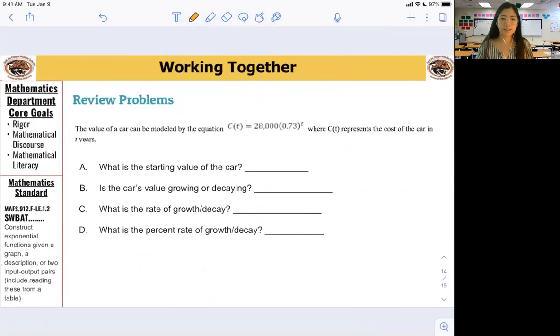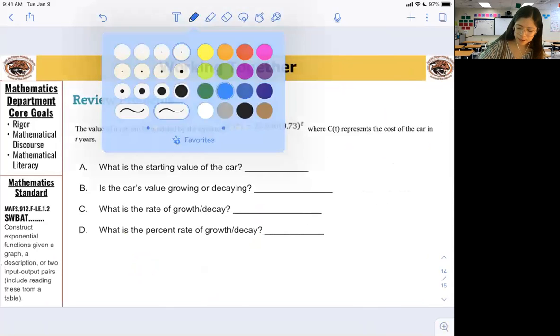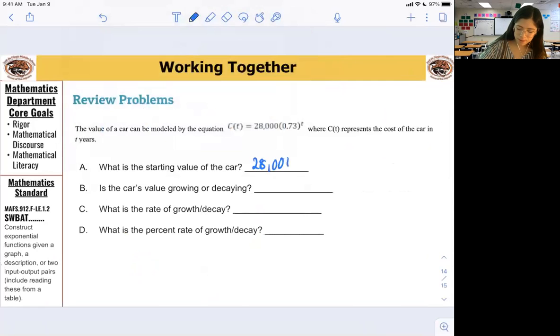I have about 3 minutes. Very similar. The value of a car can be modeled by C of t equals 28,000 times 0.73 to the power of t. What is the starting value of the car? 28,000. Is the car's value growing or decaying? Decaying. Good. This time it's less than 1, so it's decaying.